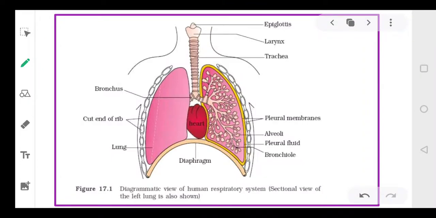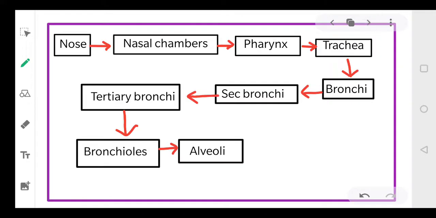Now see, this is a diagram of your respiratory system. How does the air go inside? First of all, you will breathe through your nose, isn't it? The nose will take the air, then it will go to the nasal chambers, then into the pharynx, then into the trachea, then bronchi, secondary bronchi, tertiary bronchi, then bronchioles, and finally the alveoli.